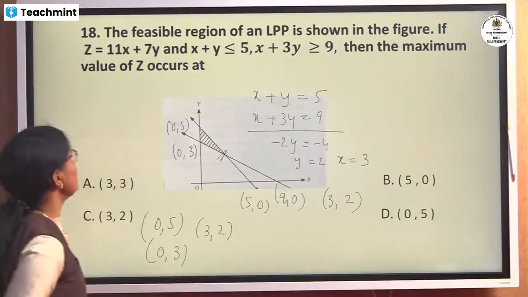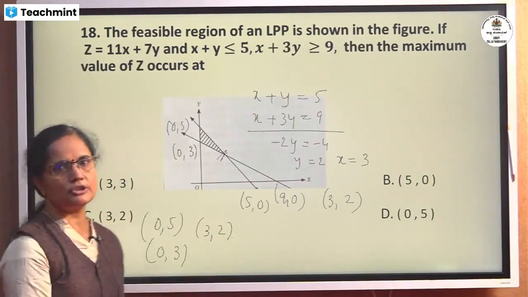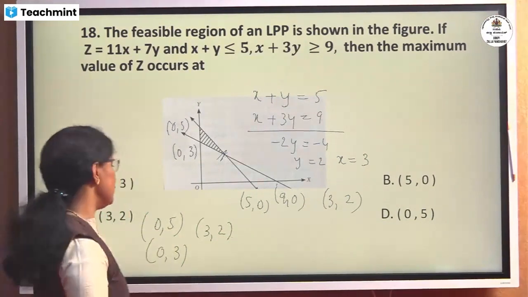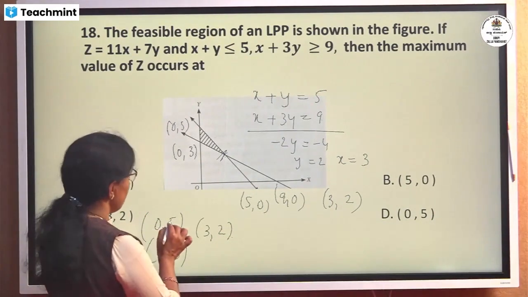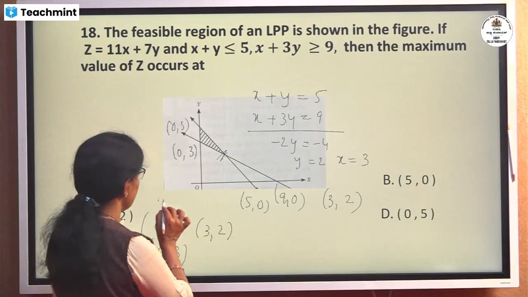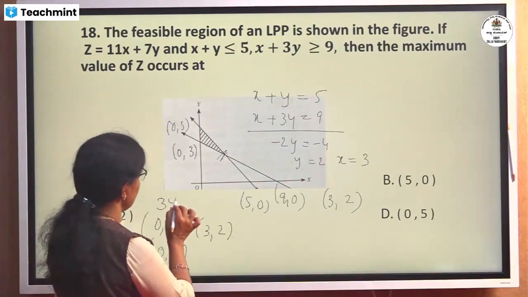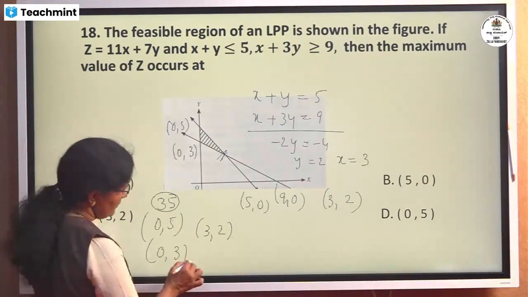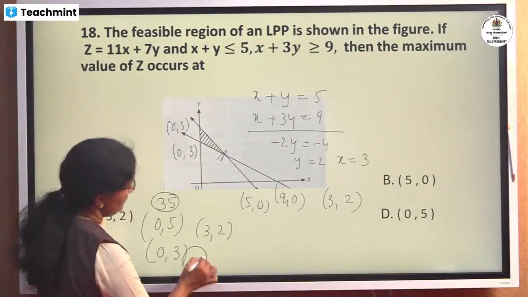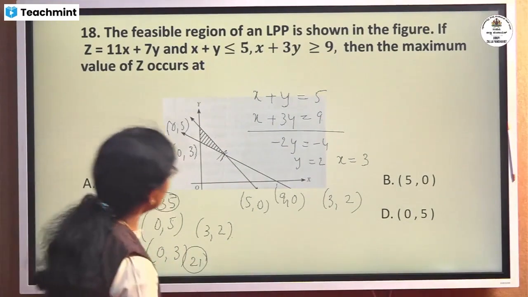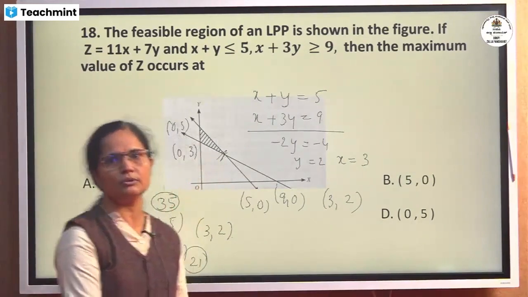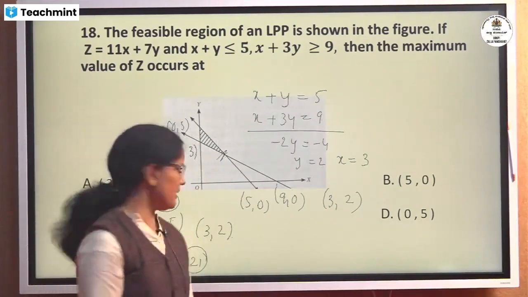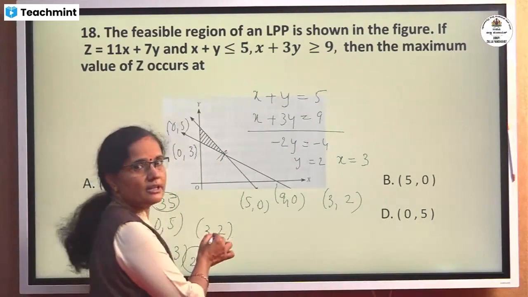You have to calculate the value of objective function. Z is equal to 11x plus 7y. If you substitute the values into 11x plus 7y, 35 will be the answer for this. So for this, 21 will be the answer. Am I right? Z is equal to what? Z is equal to 7y. Yes. For this, what is the value?